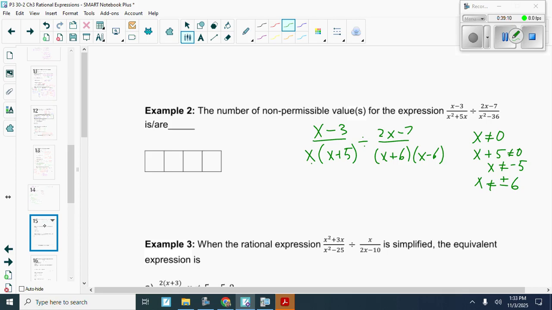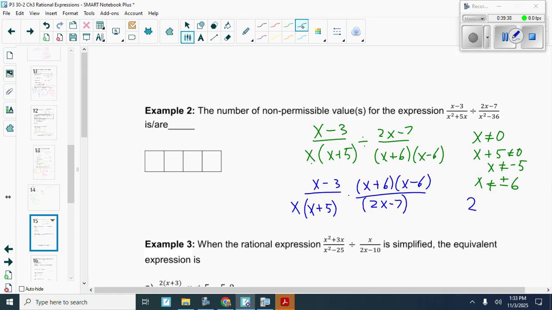We're not quite done yet because we still have to do our kiss and flip. So we have to show times x plus 6, x minus 6 goes on top, and this 2x minus 7 goes on the bottom. Guys, we've just introduced a new denominator. We've just introduced a new NPV. So we have to solve for that one. 2x minus 7 cannot equal 0. 2x cannot equal positive 7.